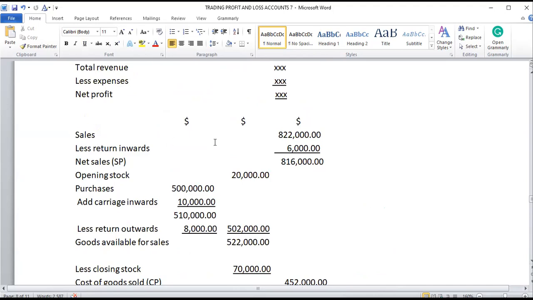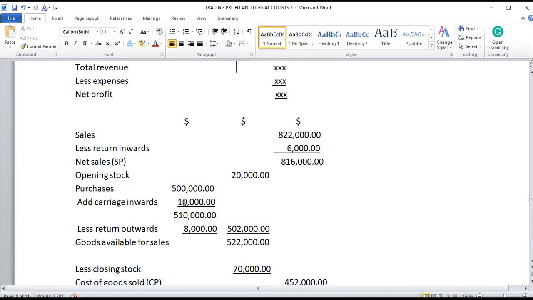You take your sales, $822,000, then return invoice. You sold the goods to the customer, they return some of the goods. You deduct it from your sales so that you get what? Your net sales of $816,000. You have your opening stock. You take your purchases, $500,000. I go over again. You take your purchases, $500,000. Then you add your carriage invoice, $10,000.